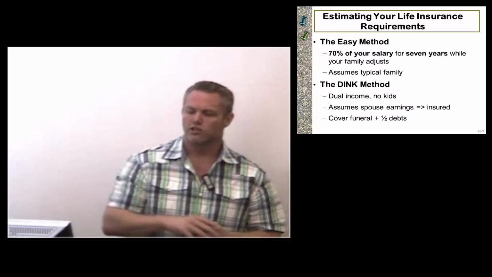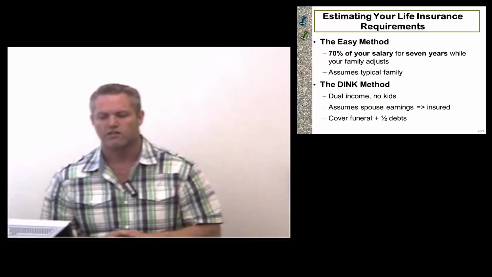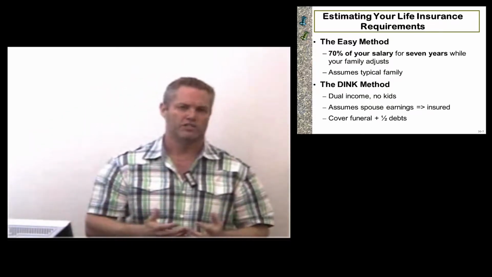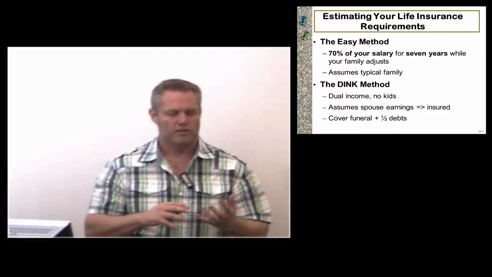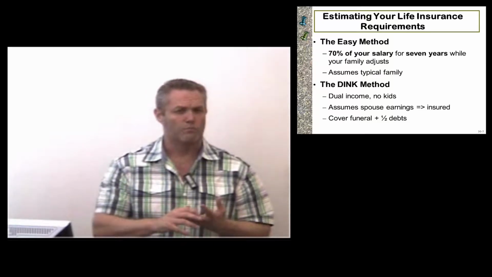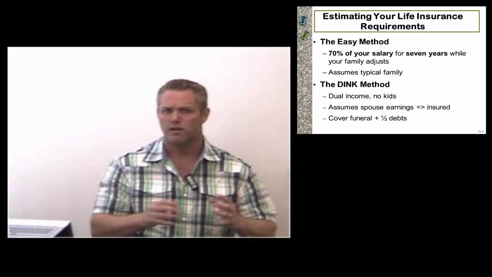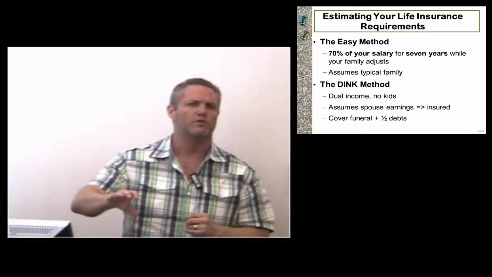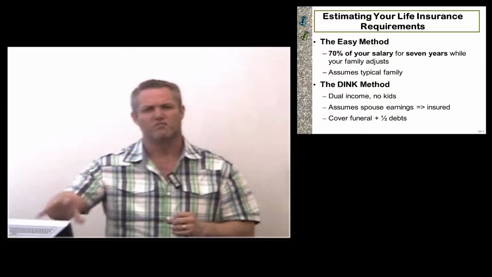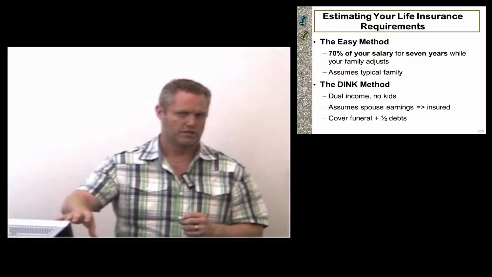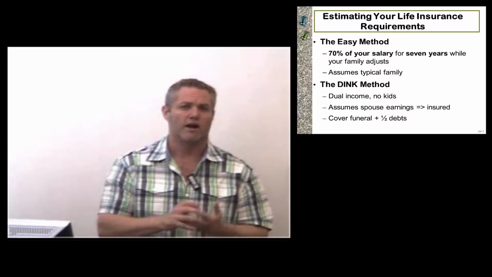Some of the ones that they use are what's called the easy method here, 70% of your salary for 7 years while your family adjusts. I think that's an okay method if you're married and you're both young and you both have about the same income level, and this basically is going to help the other person make payments, keep the car payments going, maybe got some Visa debt, whatever it is.